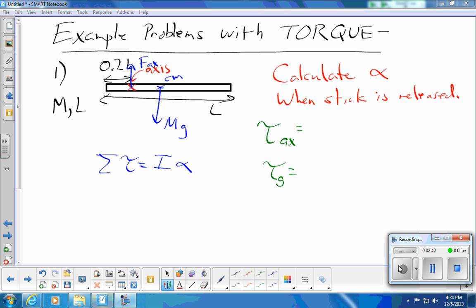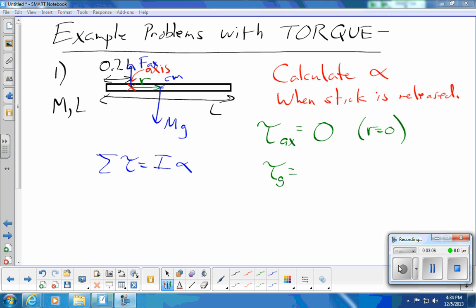The torque created by the force exerted by the axle, that pin, is equal to zero for reasons that we looked at in the last video, and that is because it acts at no distance at all from the axis of rotation. R is equal to zero. And I'm going to leave it at that. That leaves us with the gravitational force.